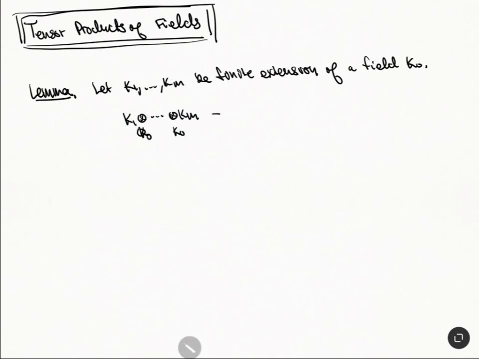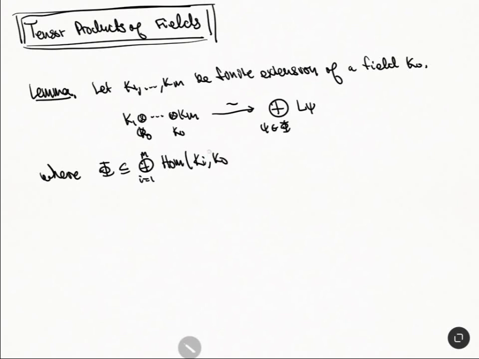We're going to have an isomorphism between this and a certain direct sum. So this is going to be a product of fields, L psi for psi in phi, where phi is going to be a complete system of representatives. So phi is a subset of embeddings from ki, where i is 1 up to m, to the algebraic closure, a complete system of representatives under a certain equivalence relation.